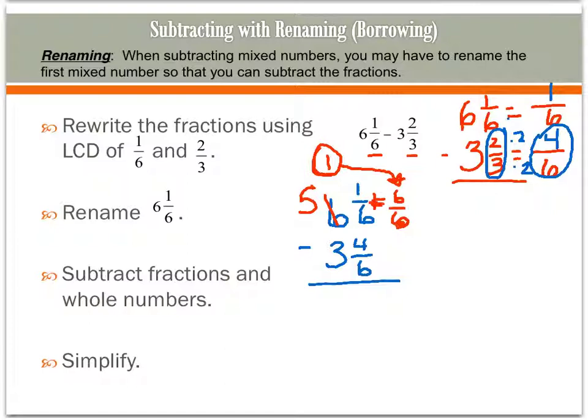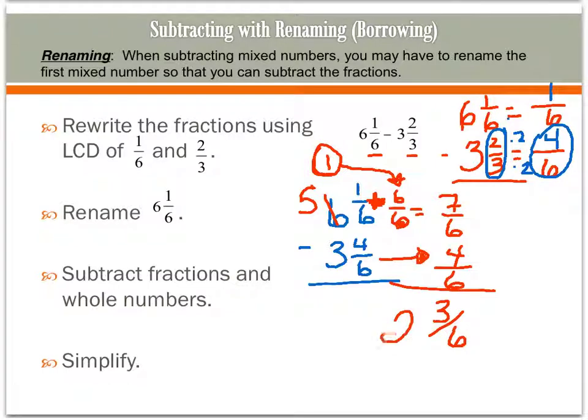I can add the 1/6 plus 6/6, and that would give me 7/6. And then this 4/6 that was on the bottom number, I'm going to just rewrite over here. Now I can subtract. 7 take away 4 is 3. Keep my same denominator of 6. And then 5 minus 3 would give me 2. Final step, I would need to simplify. 3/6 is the same thing as the fraction 1/2. Divide them both by 3. So 2 and 1/2 is my simplified answer.